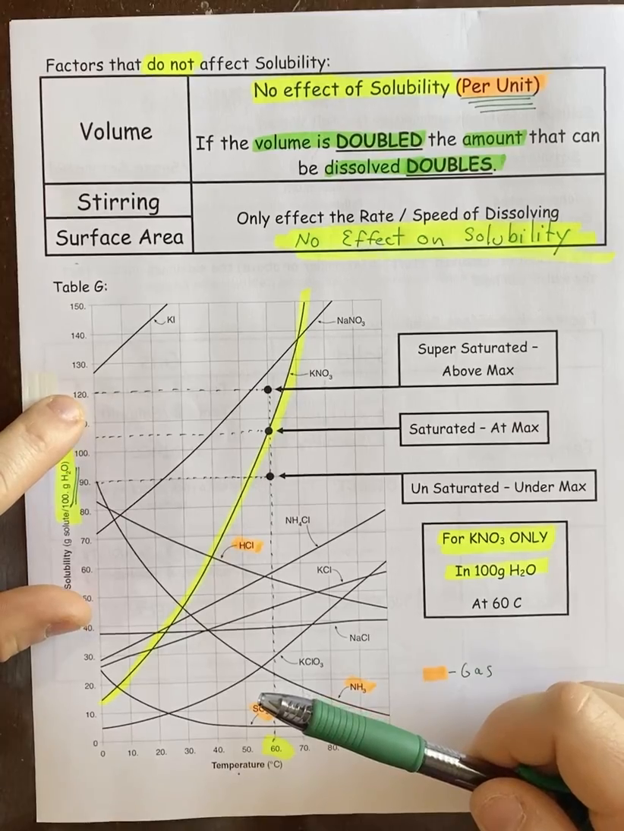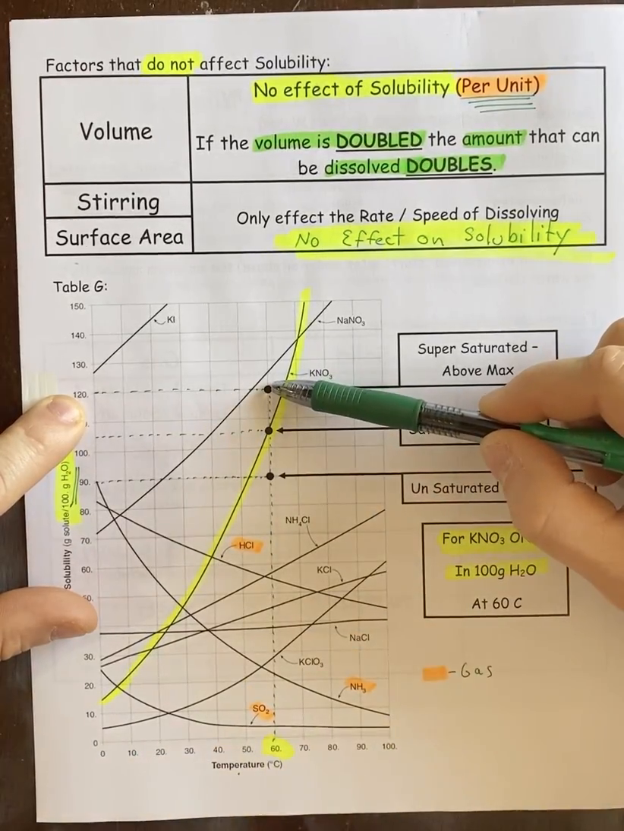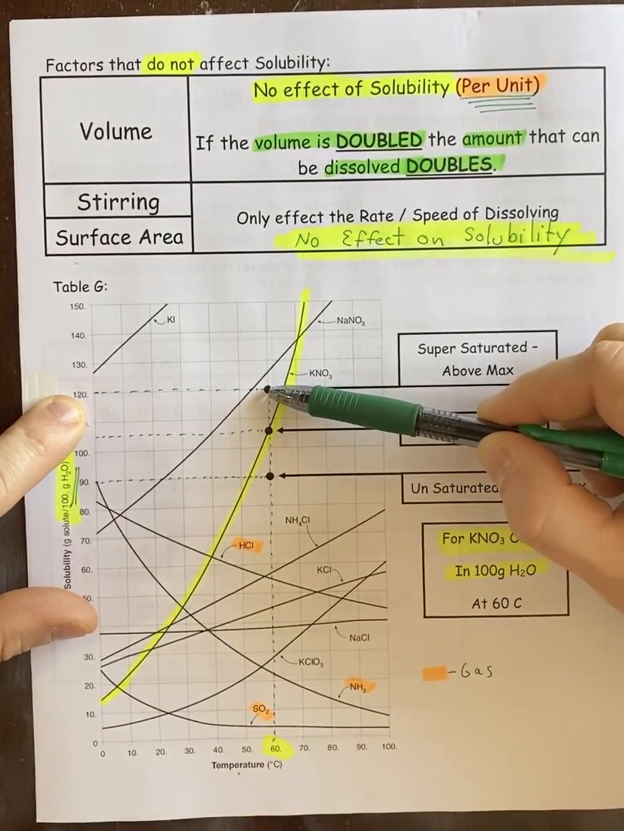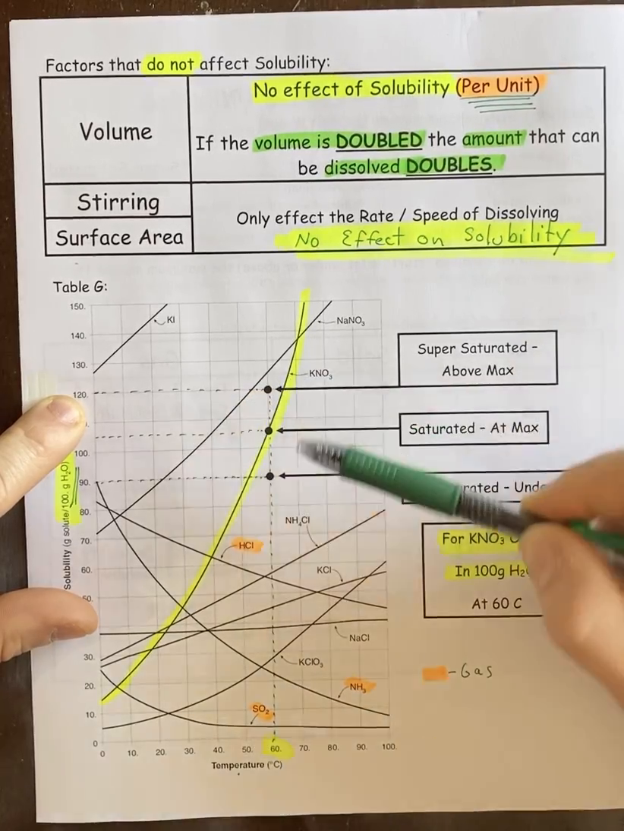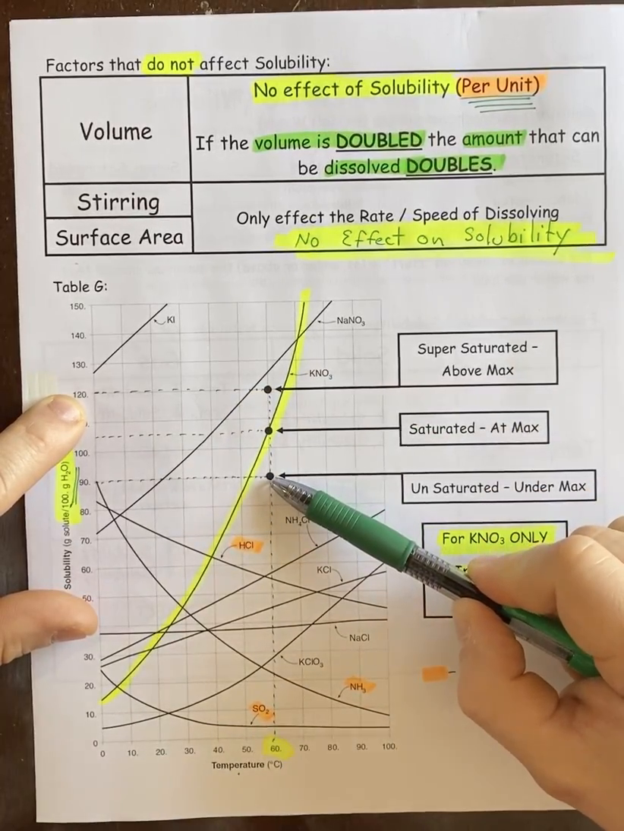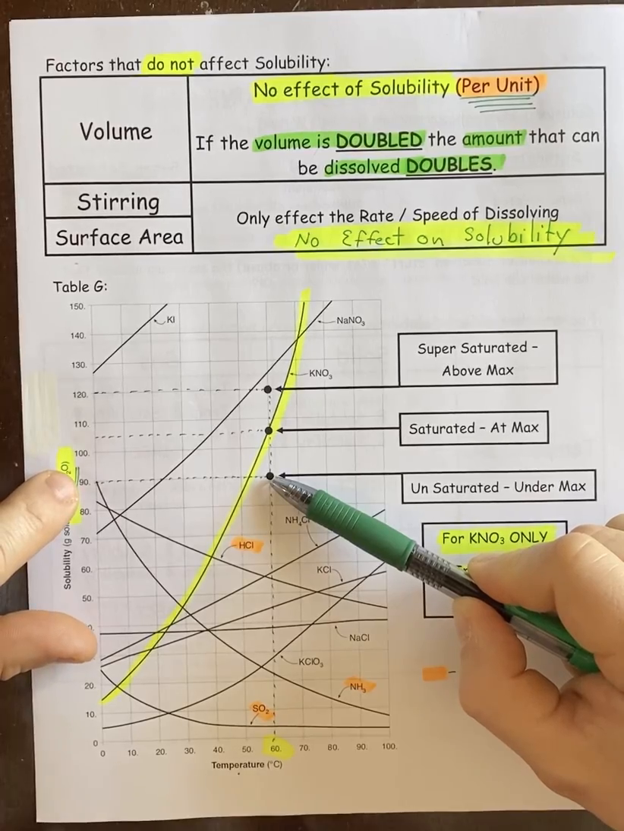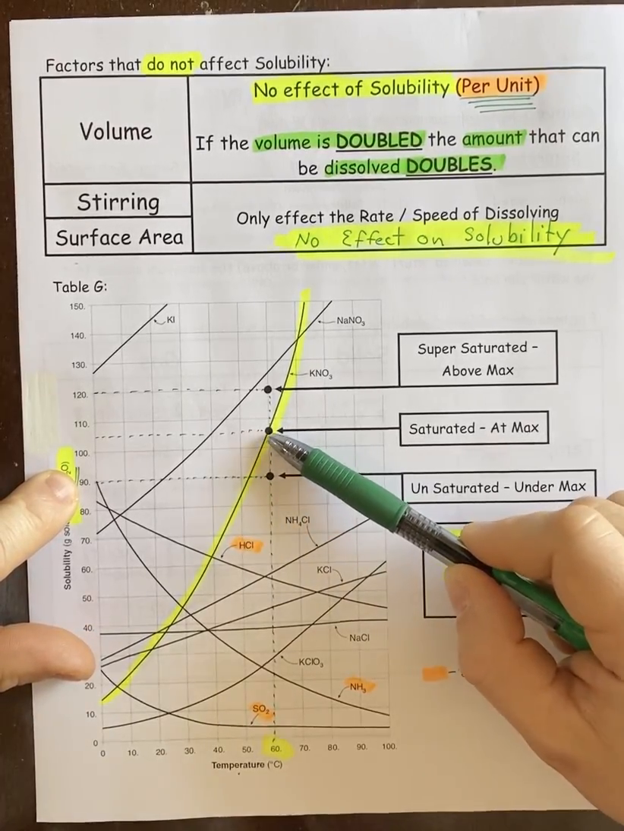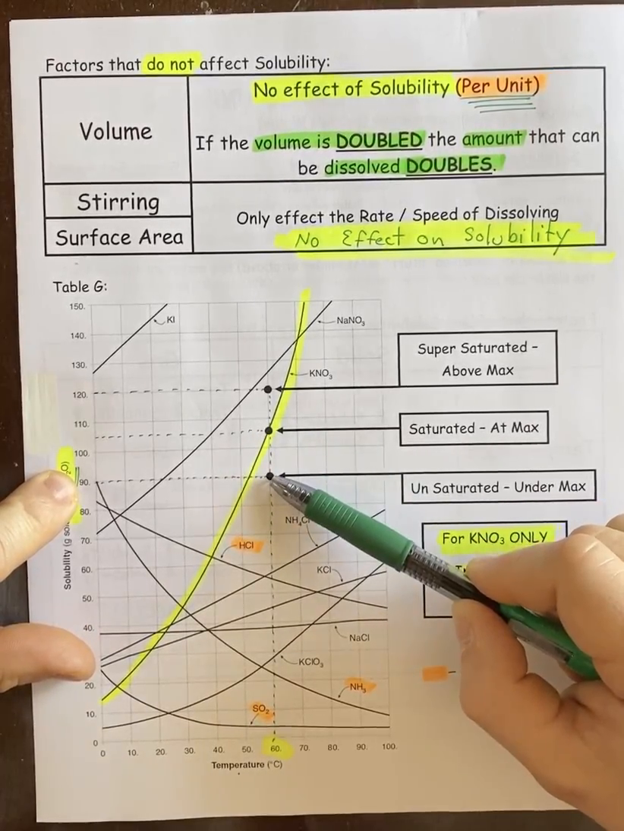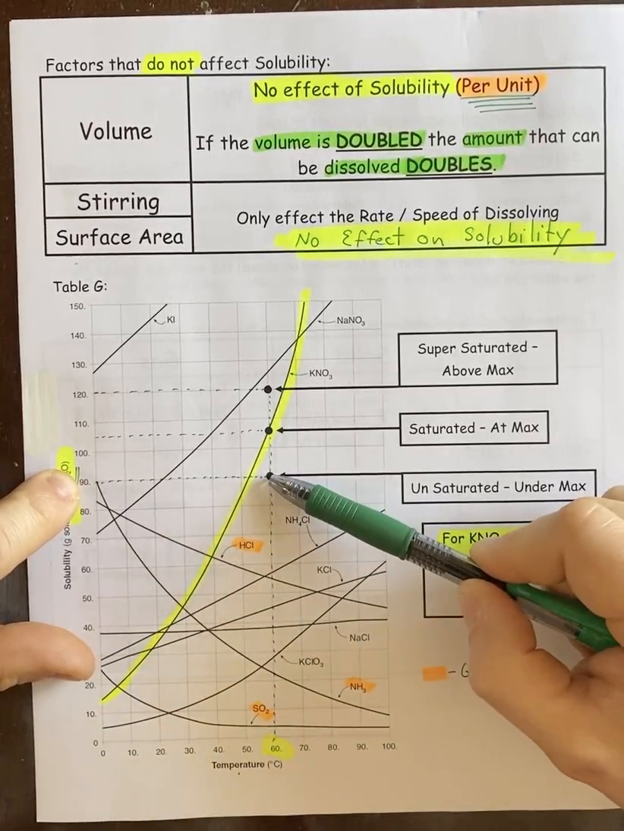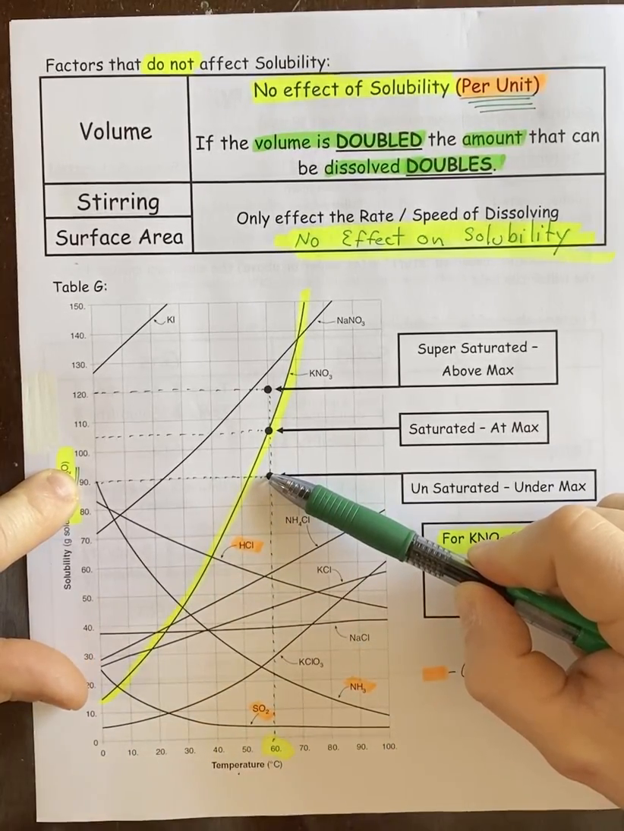If I was given an amount like 120 grams at 60 C, that would put me at some point above the line. Well, that would be supersaturated. And if I was at 90 grams, let's say, or really anything under 105, but if I was at 90 grams and 60 C, I'd be under the line, so then I would be unsaturated.